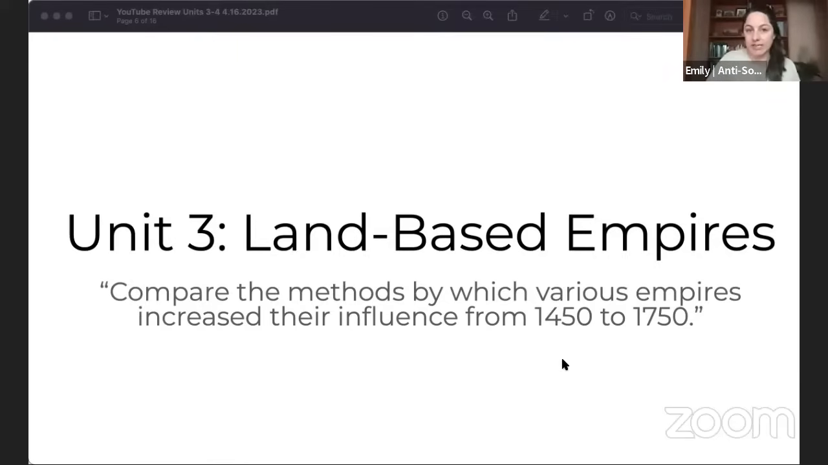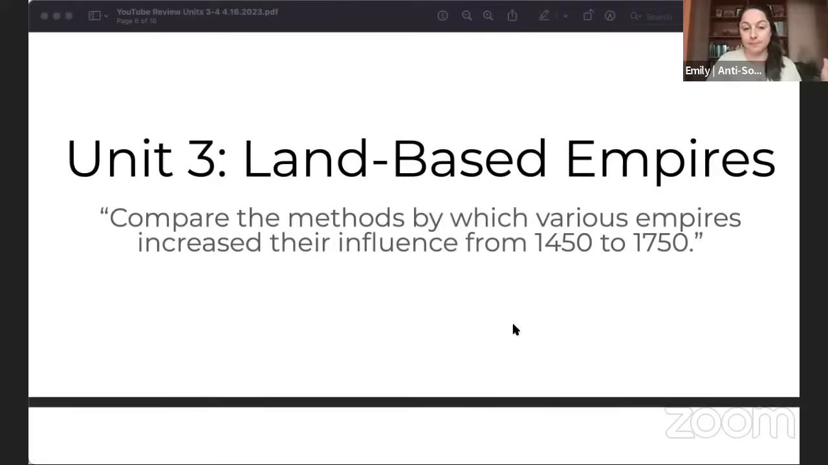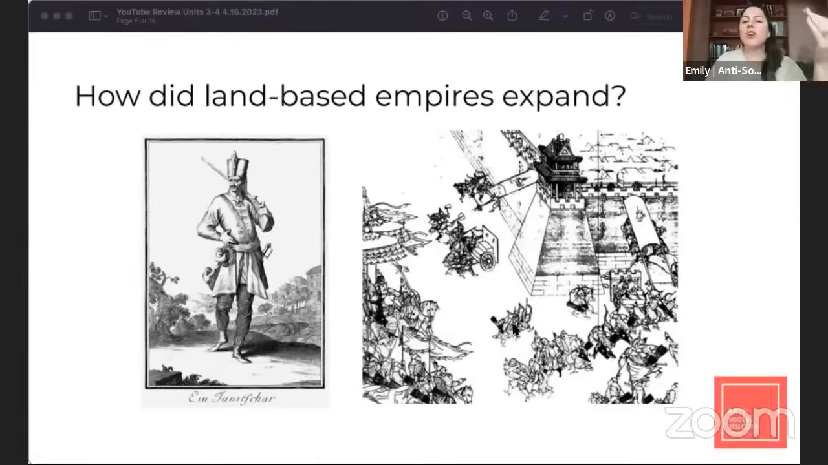But that's really the idea here, is that what started out as little baby states, the Song, the Abbasid, the whatever, are now growing into big states that have gunpowder. And what are they doing to make sure that they can maintain control over these ever increasing empires? So we've already talked about this. How did land-based empires expand? It's really gunpowder. Cannot overstate the importance of gunpowder.